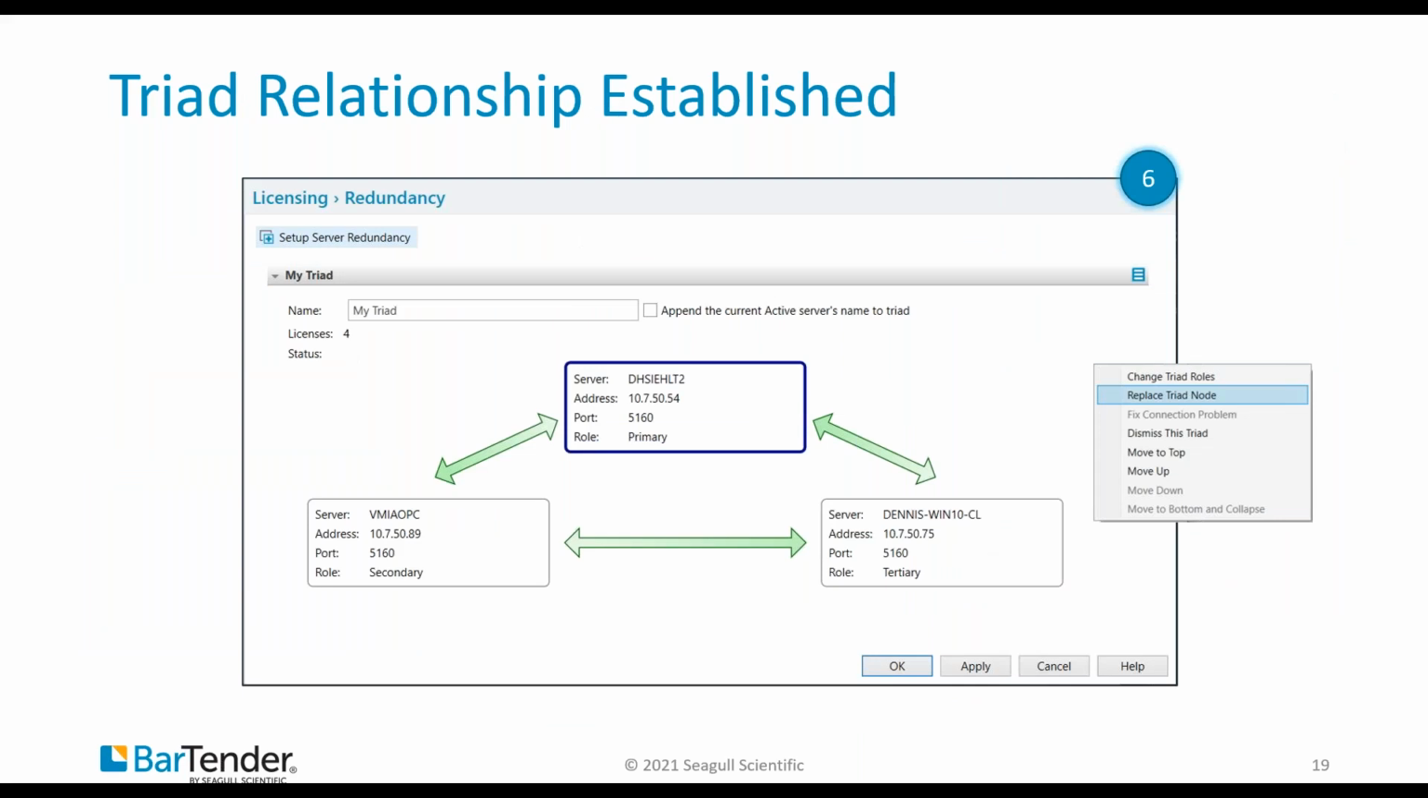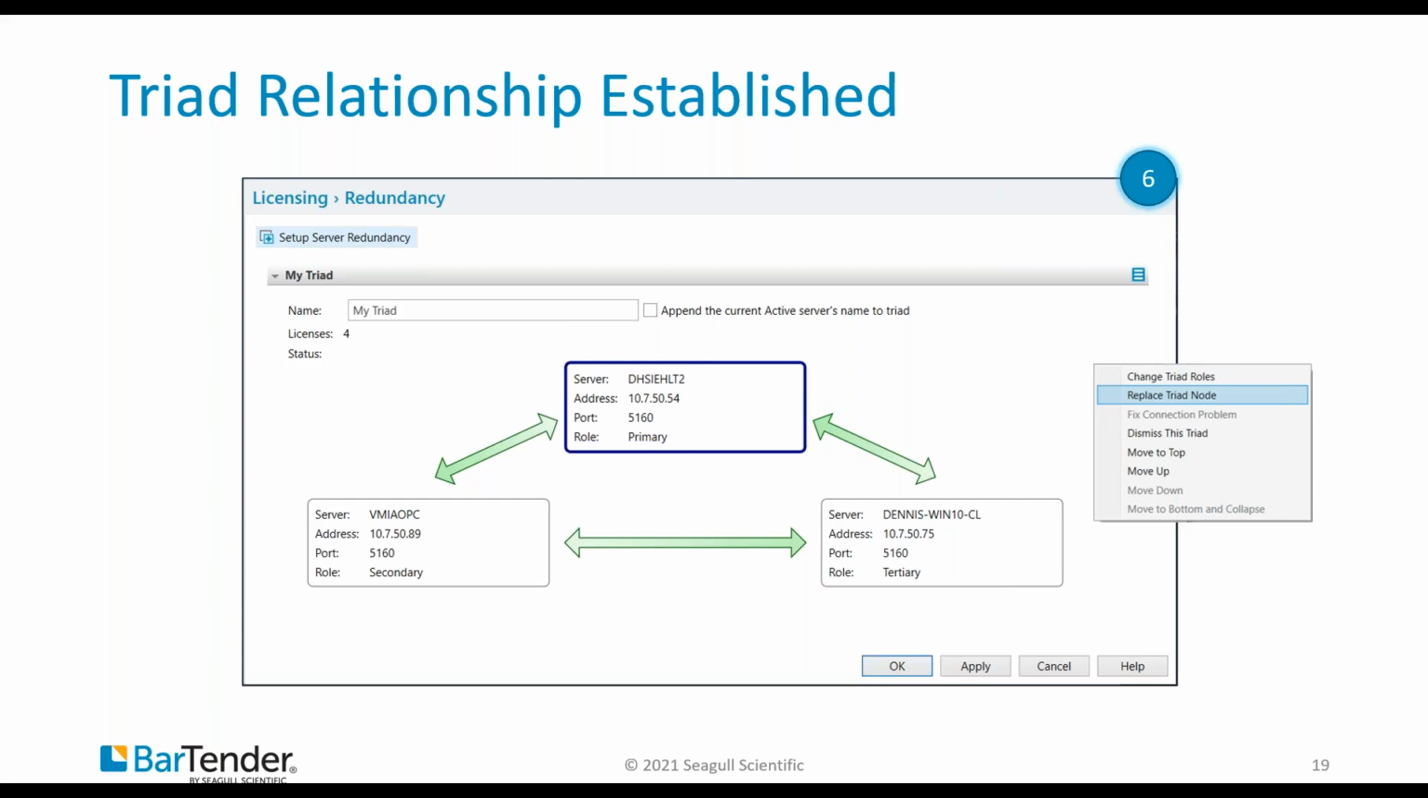With a triad redundancy relationship created, the user will then see their triad displayed by its name, and you'll see a diagram such as this of the primary, the secondary, and the tertiary license servers, along with their status and the connection state between them. So green is good. Via a menu button on the right, management functions are available to modify the triad roles. You can replace a triad node, swap out a different server, or you can dismiss the triad relationship entirely if you'd like.